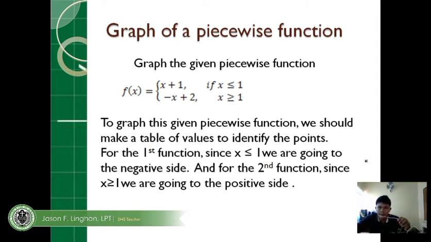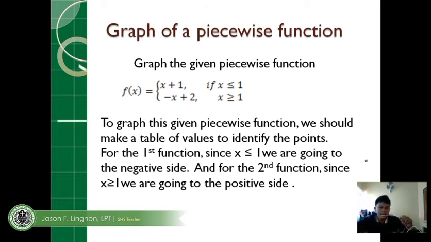So, for example, f of x is equal to the subfunctions of x plus 1 if x is less than or equal to 1 and negative x plus 2 if x is greater than or equal to 1. So to graph this given piecewise function, we should identify the points for the first function. Since x is less than or equal to 1, so we are going to the negative sides. Kasi nga, less than or equal to 1 siya.